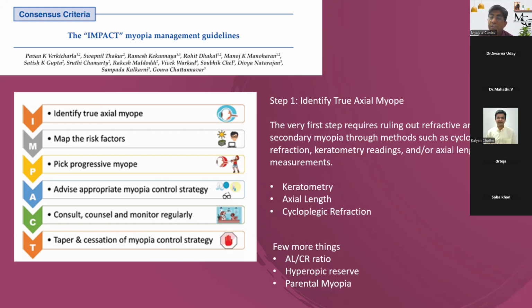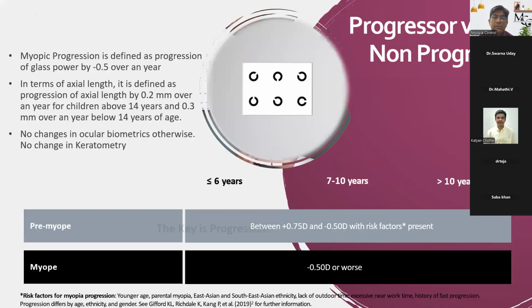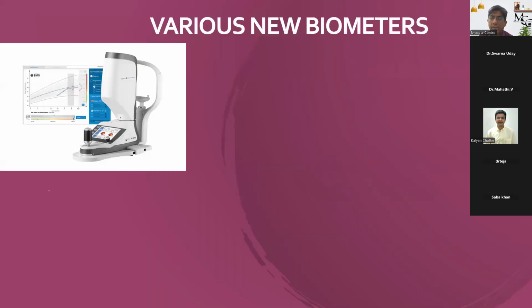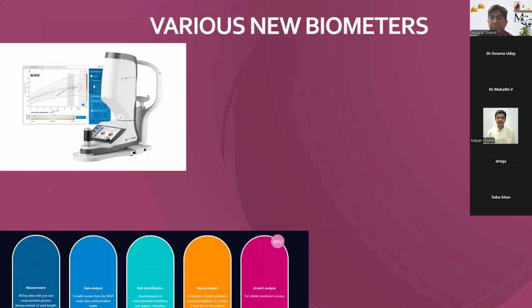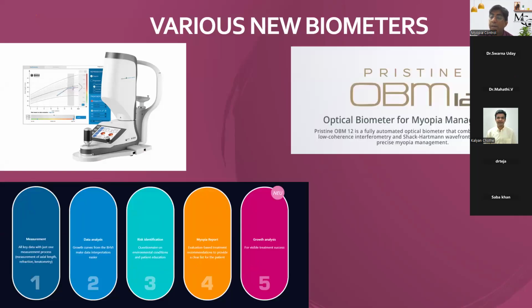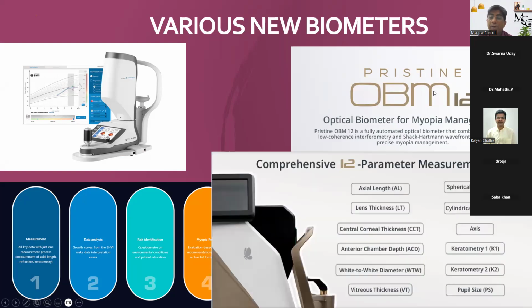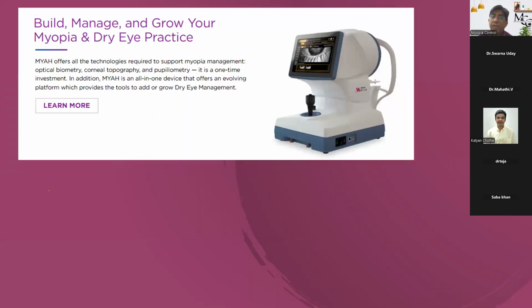More and more machines are coming up with names as you can see, this one as Myopia Master. These are sold as optical biometer for myopia management, optical biometer for myopia. They are coming up specifically for myopia, because they know that there is a separate individual market. Build, manage, and grow your myopia and dry eye practice. So they are separately coming up with myopia.